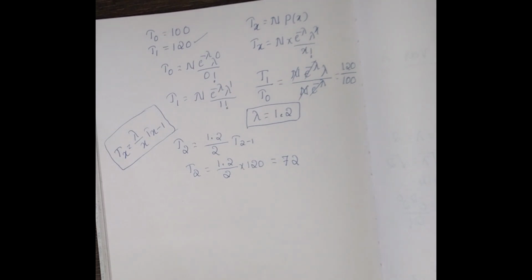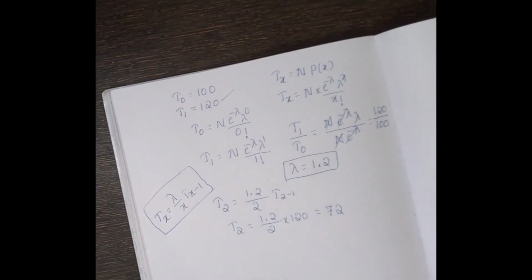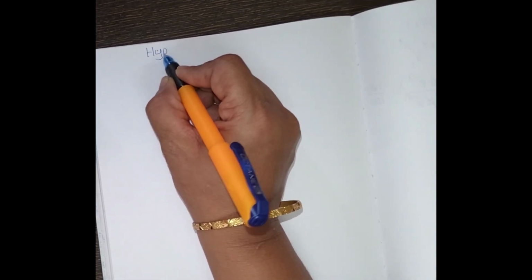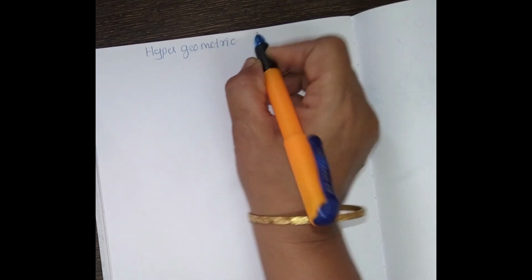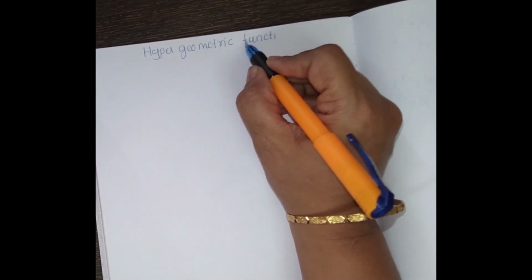Then, if you take the hypergeometric distribution, usually they ask 5 marks only, but also we will calculate according to this. I will take the hypergeometric distribution.